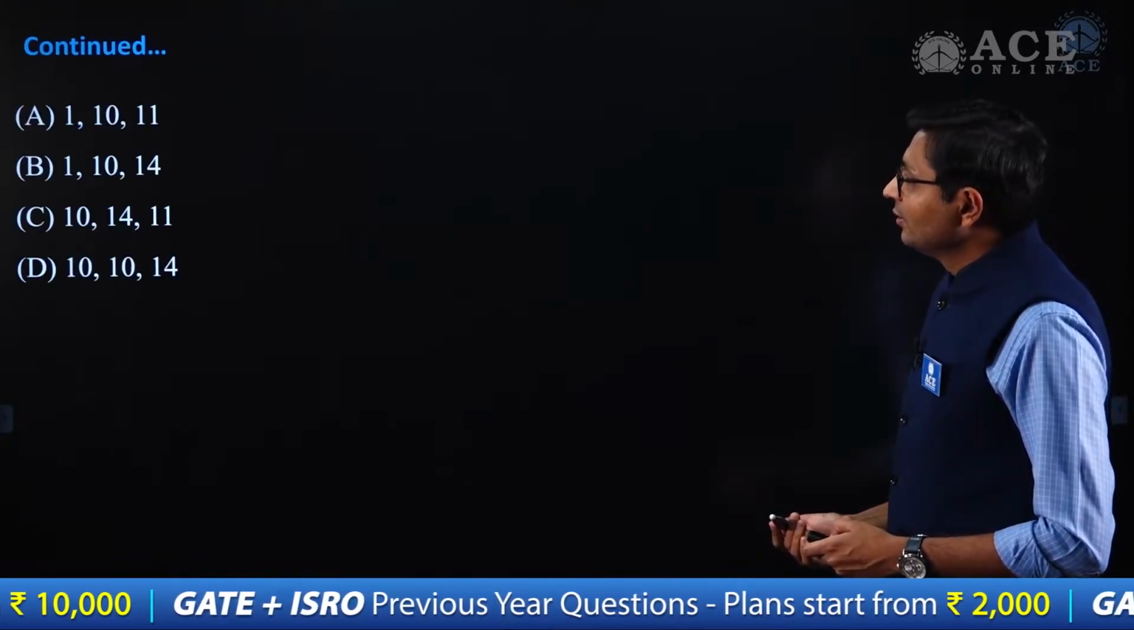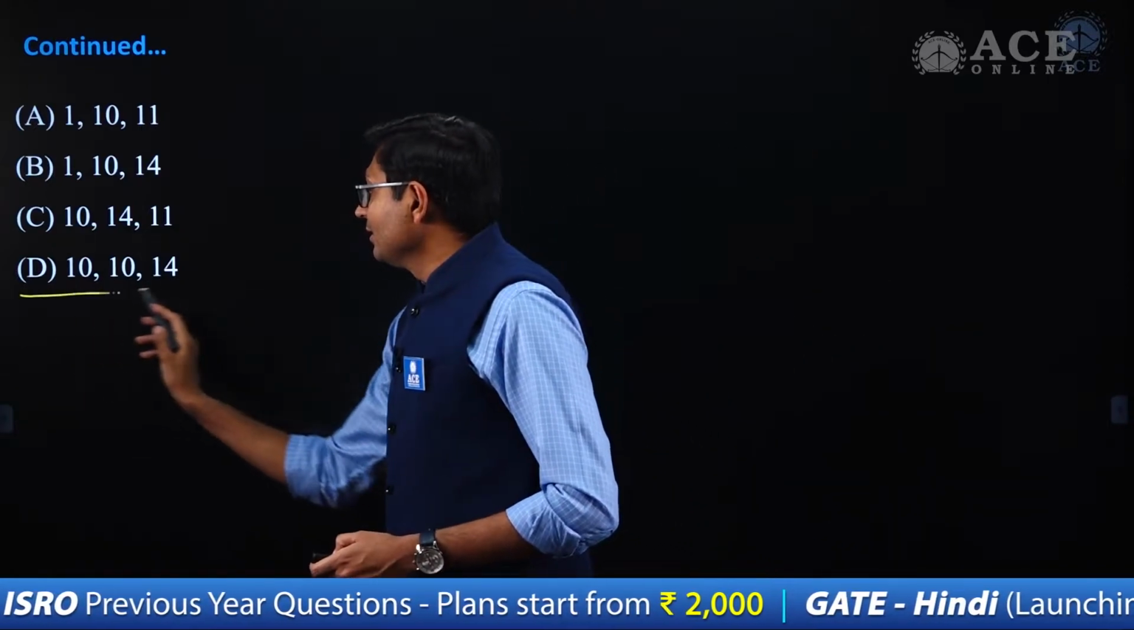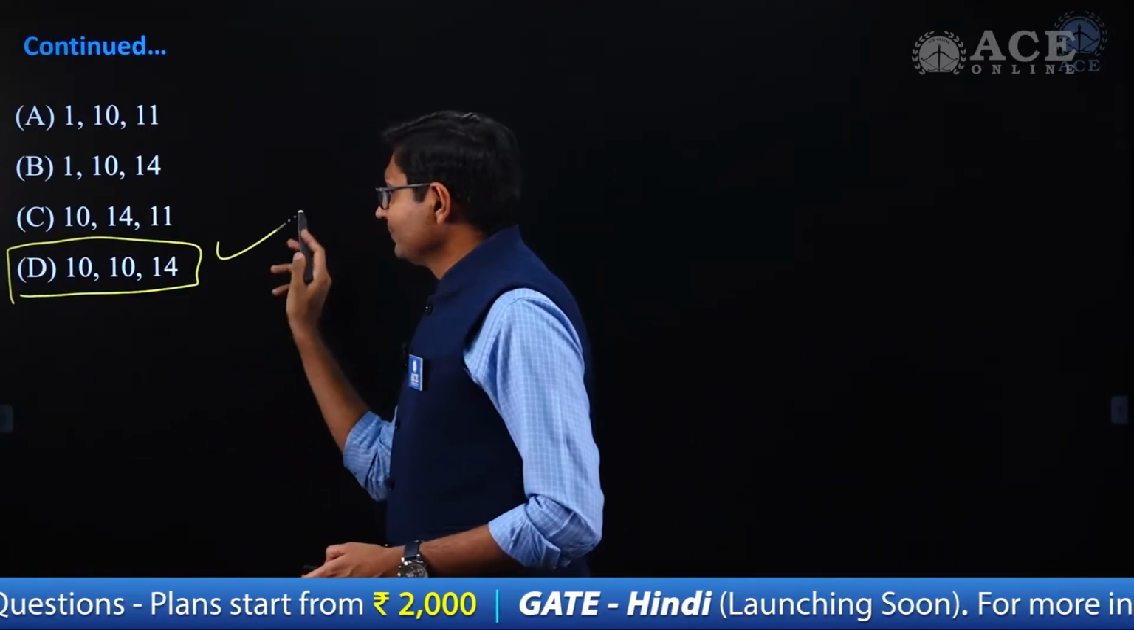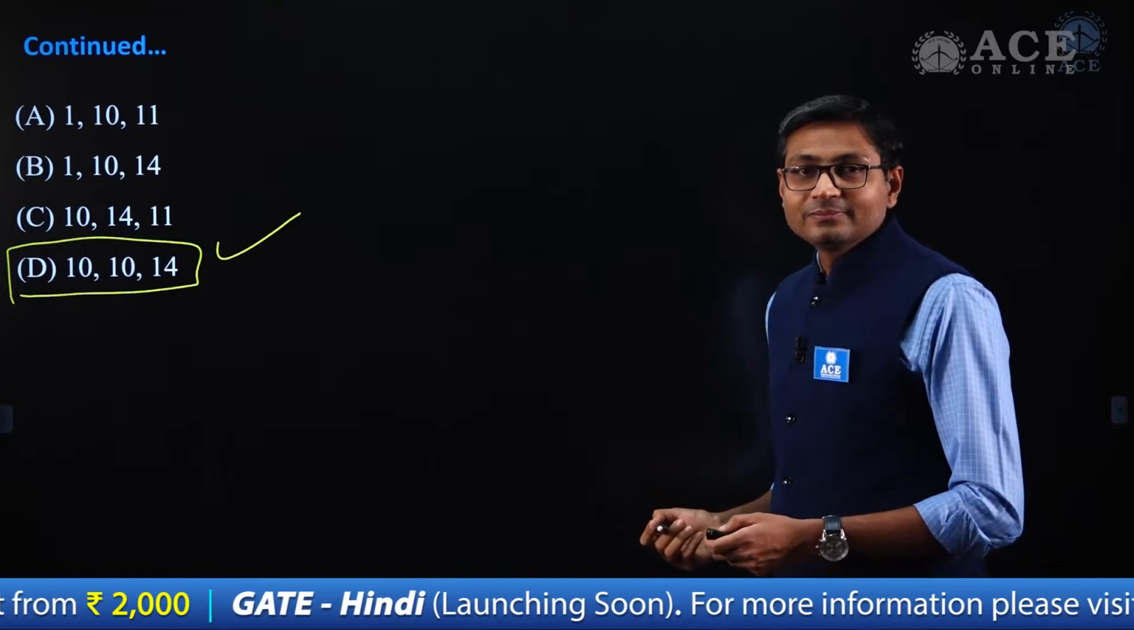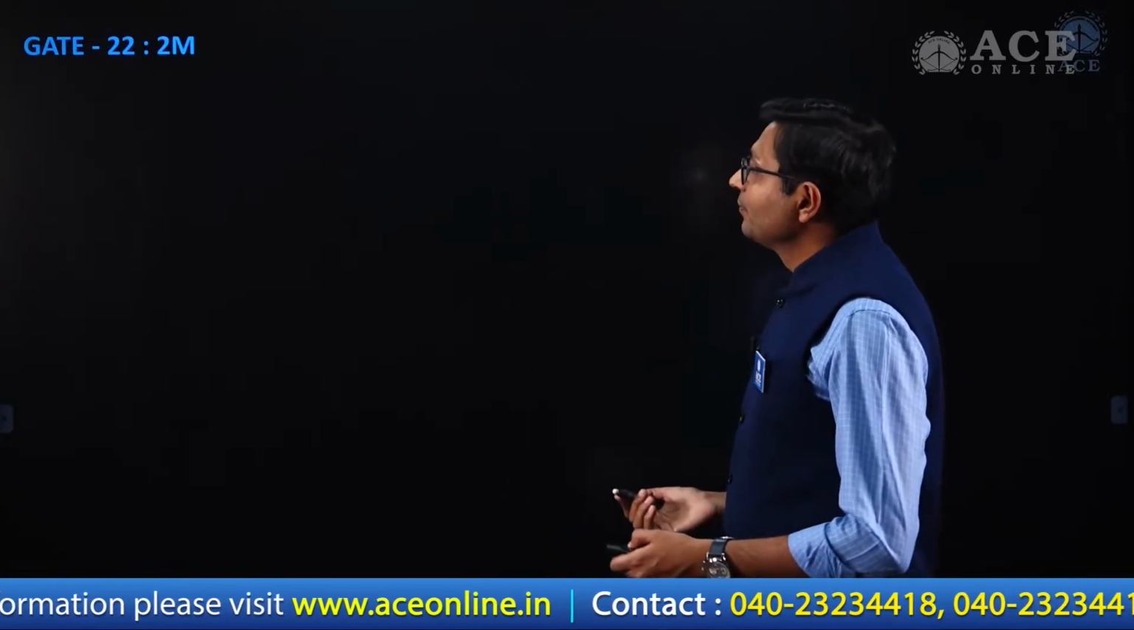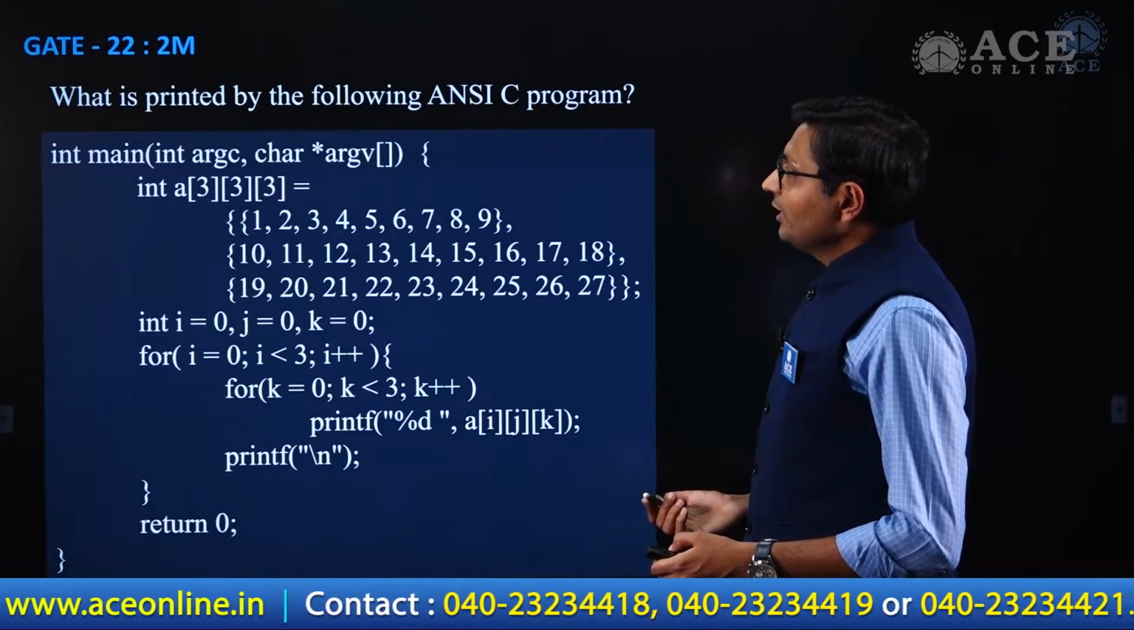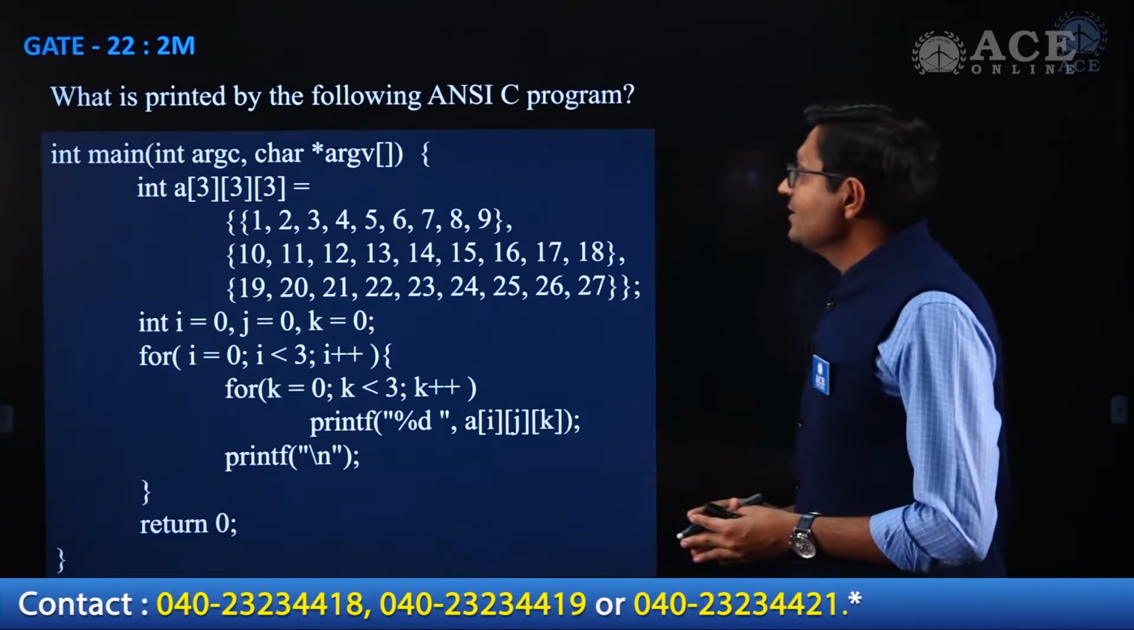So option D is the correct answer. Let us see the other numerical that was asked, another program. What is printed by the following ANSI C program?